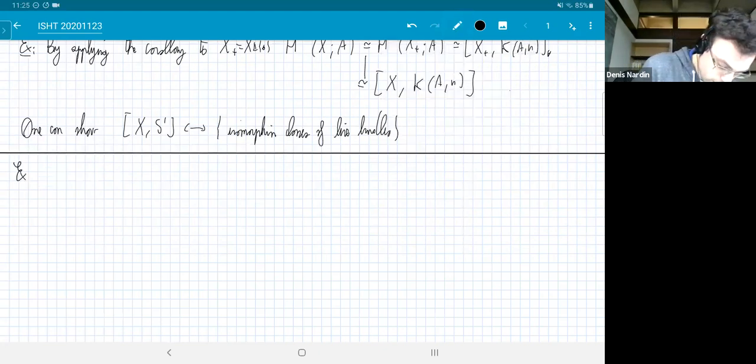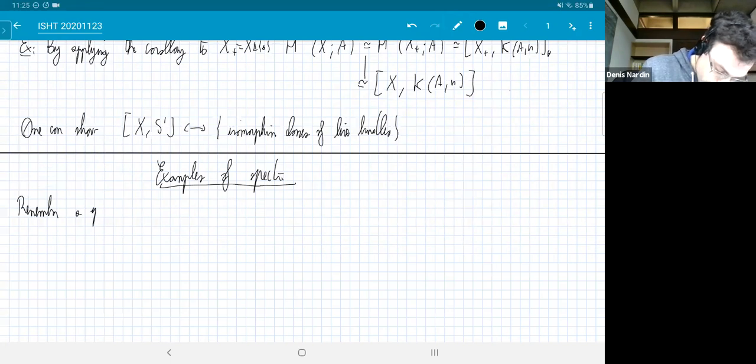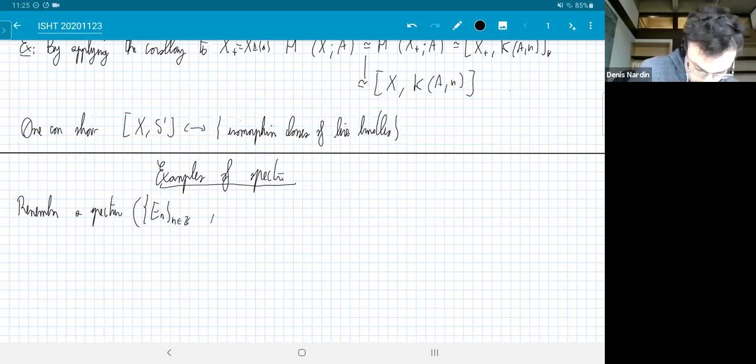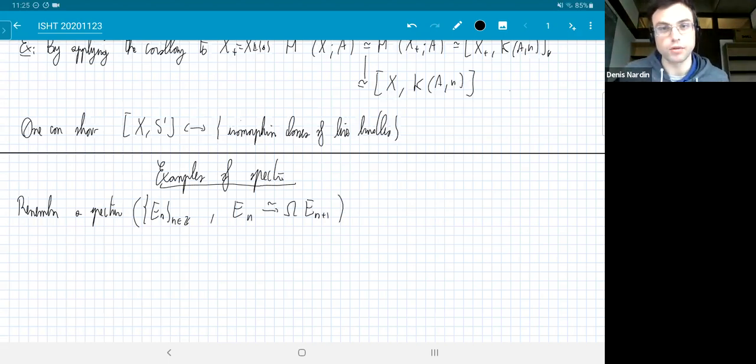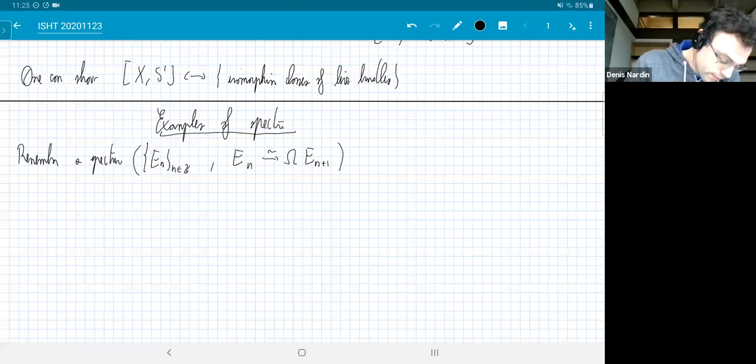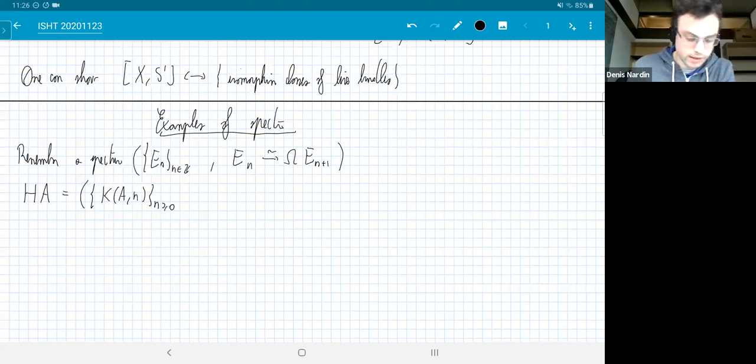Okay, examples of spectra. So let me write a title. Remember, a spectrum was a sequence E_n and equivalences of E_n with the loop of the next one, what we call typically a delooping. And the first one I want to give is HA, the Eilenberg-MacLane spectrum, where A is an abelian group. Well, okay, let n be greater or equal than zero.